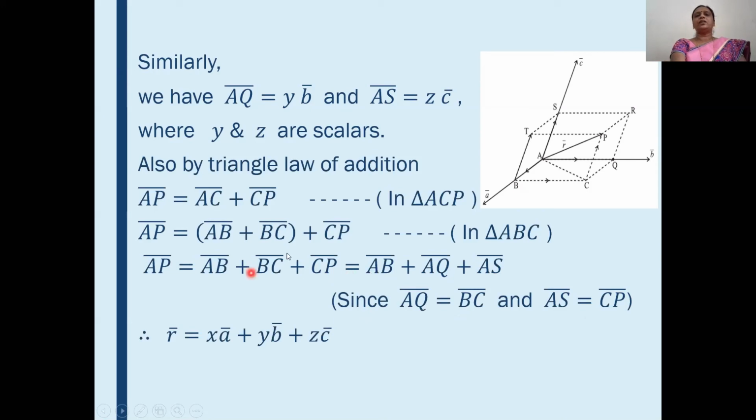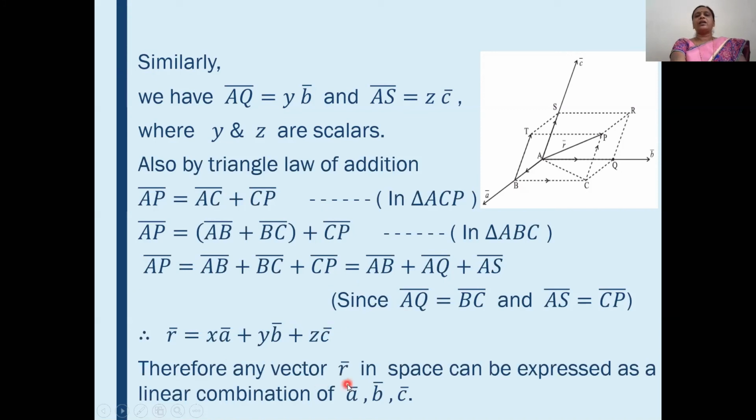Now, we have seen what AB bar is. AB bar is x A bar. What is AQ bar? That is y B bar. And what is AS bar? That is z C bar. And we have treated this AP bar as R bar. You put the value of AP bar as R bar, AB bar as x A bar, AQ bar as y B bar, and AS bar as z C bar. In this way, we have shown that any vector R bar in space can be expressed as a linear combination of A bar, B bar, and C bar.